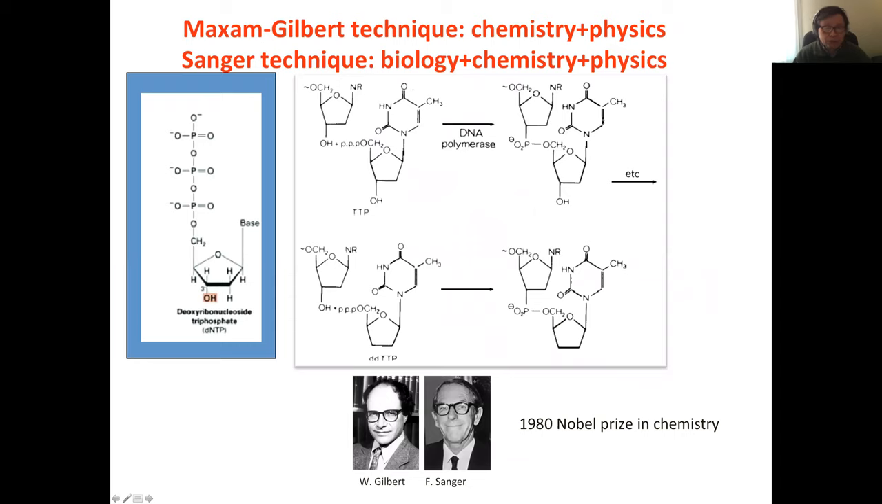And what Sanger and Gilbert had at the time, a similar idea, was that they can take advantage of the fact that DNA replication is done by DNA polymerase acting as a catalyst to trigger the chemical reaction in such a way that you will break this covalent bond or attach to the 3' oxygen of the end of the DNA.